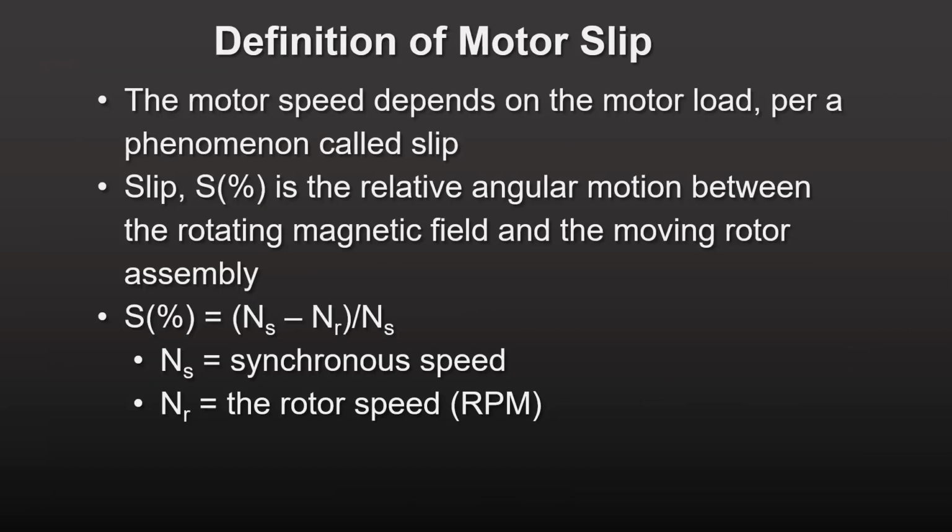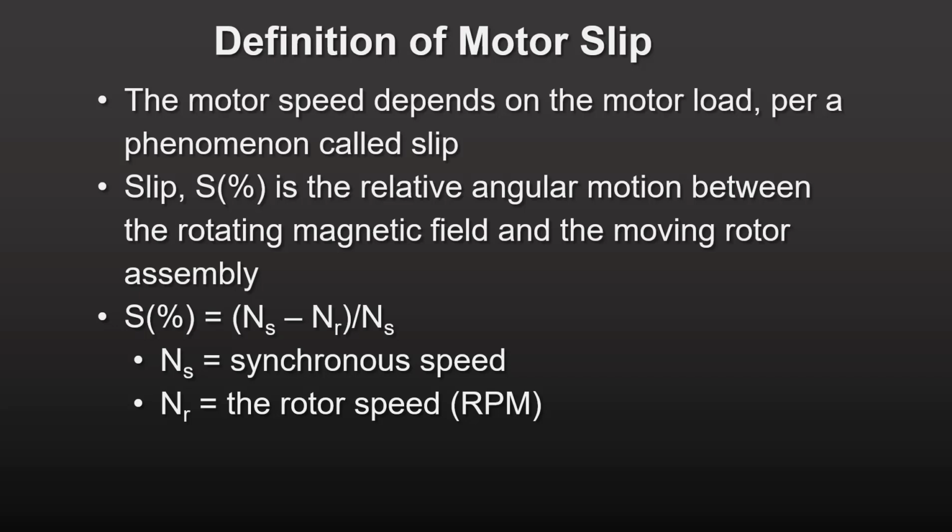And then solving for N sub s in a motor application, N sub s equals 120 times F over P. For all AC motors except a synchronous motor, the actual motor speed depends on the motor load, a phenomenon known as slip. You calculate slip as a percentage of the relative angular speed between the rotating magnetic field and the rotor divided by the synchronous speed. Algebraically, slip equals the quantity N sub s minus N sub r divided by N sub s. N sub s equals the synchronous speed, and N sub r equals the rotor speed in RPM.